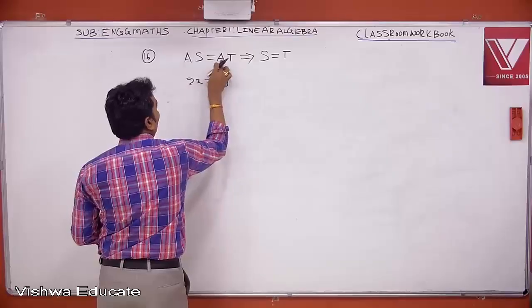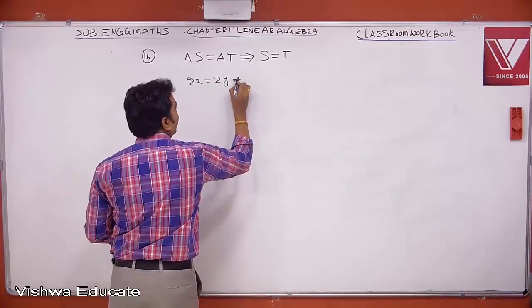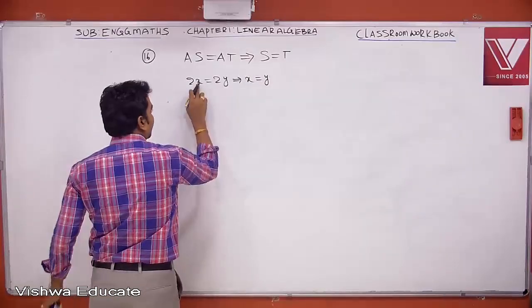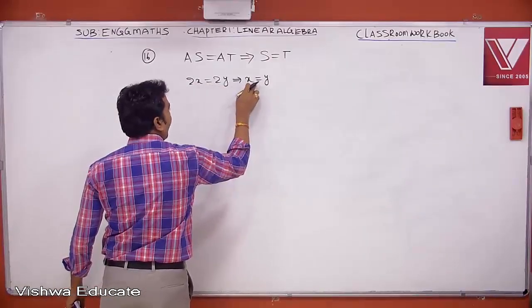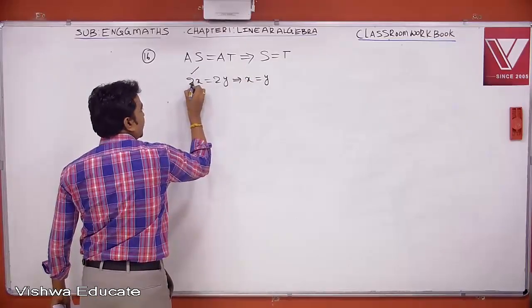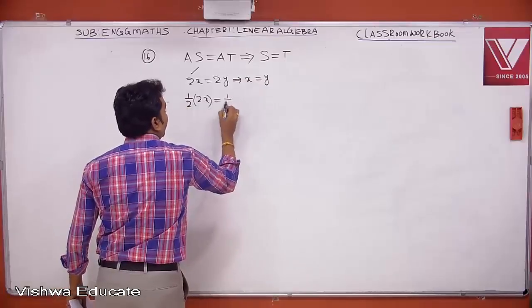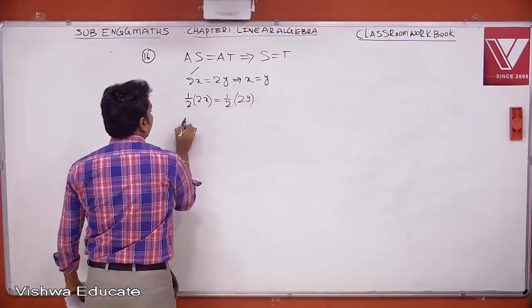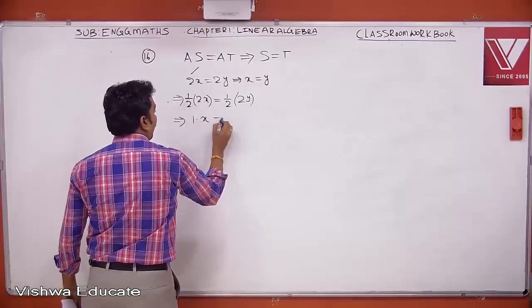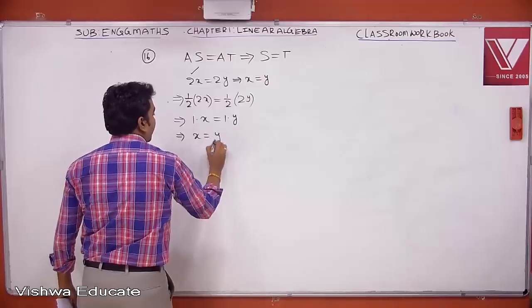Now A is similar on both sides. Here the number 2 is similar on both sides. Therefore in this case you will get x equal to y. Why? Because 2x equal to 2y implies x equal to y. We are getting this equation because we are multiplying this equation with 1 by 2. So 1 by 2 into 2x equal to 1 by 2 into 2y. So 1 by 2 into 2 is 1. So 1 into x equal to 1 into y. This implies x equal to y.